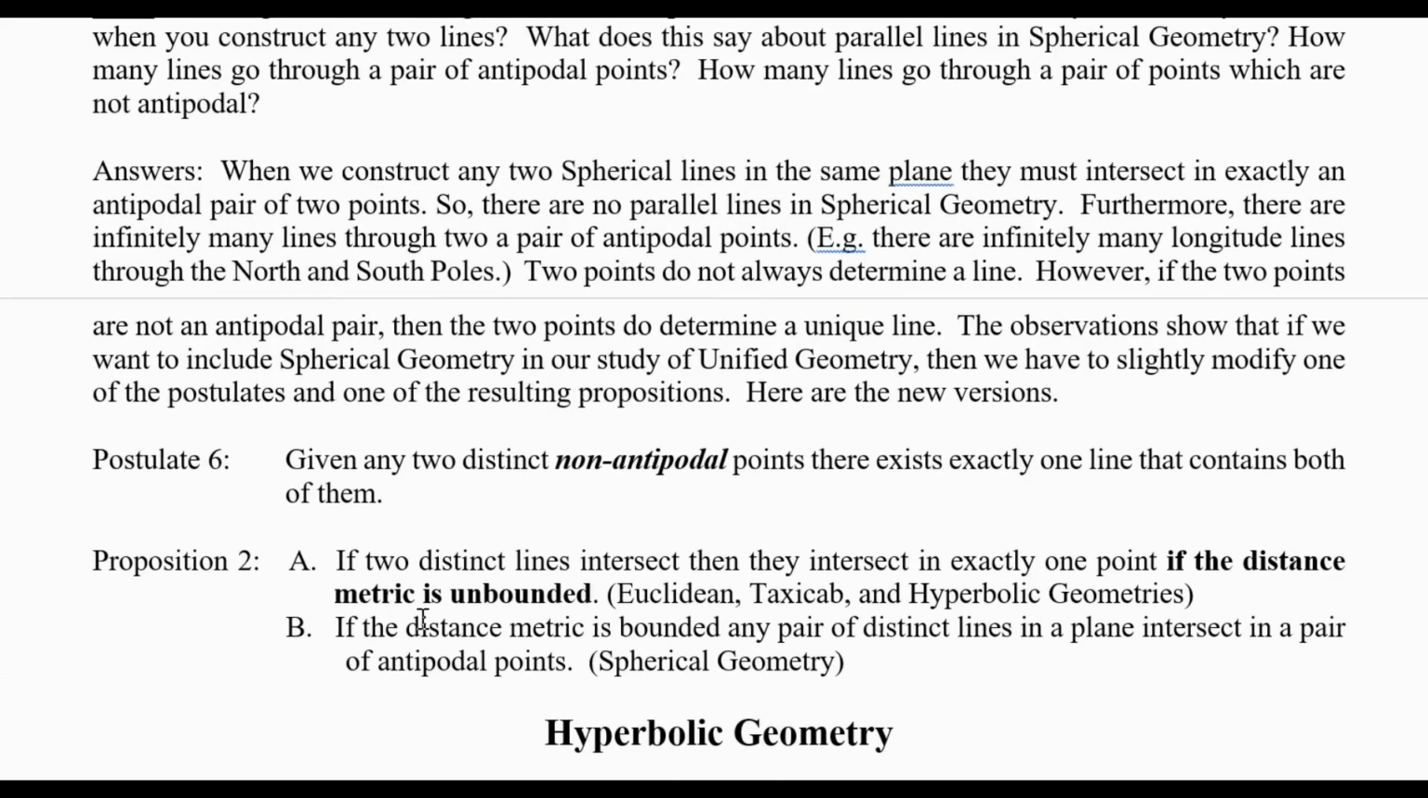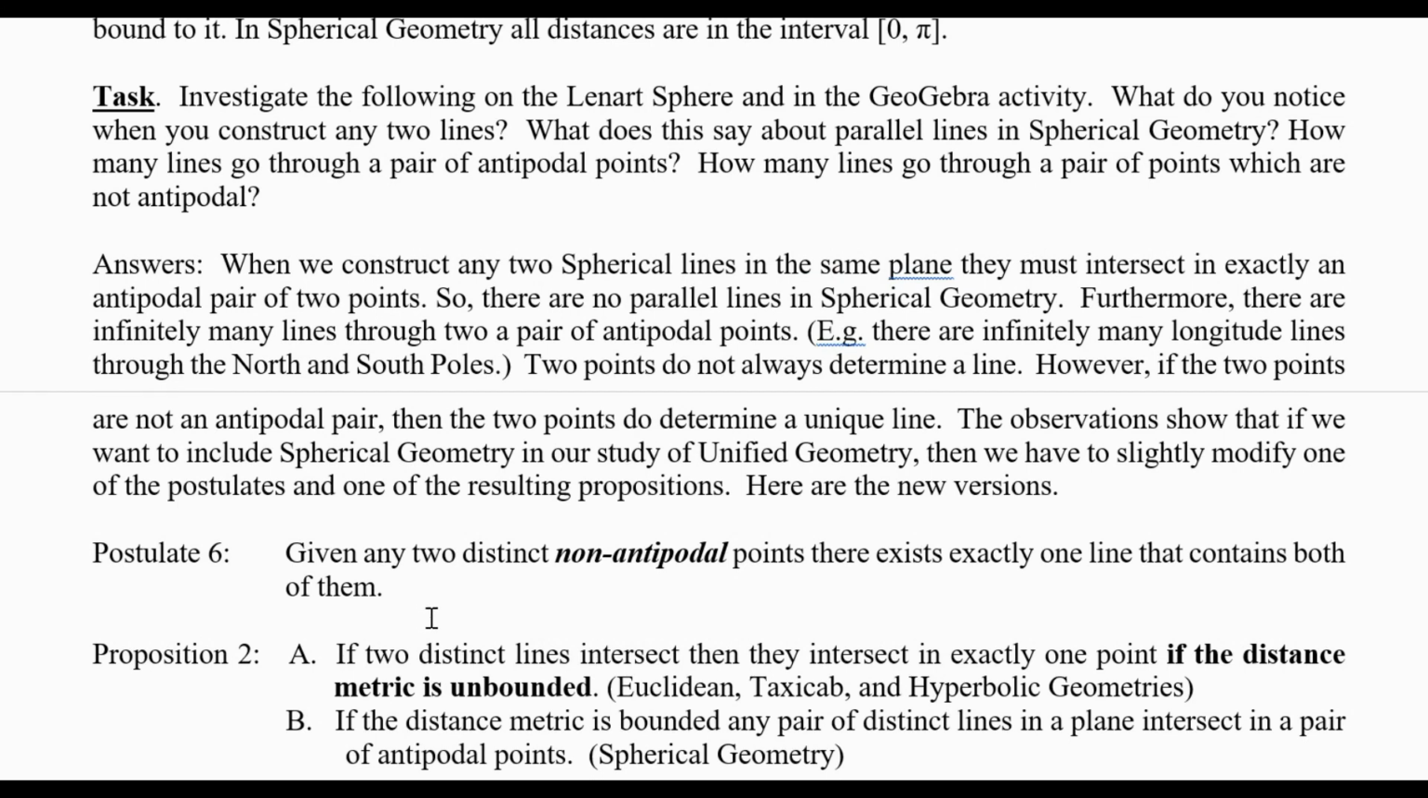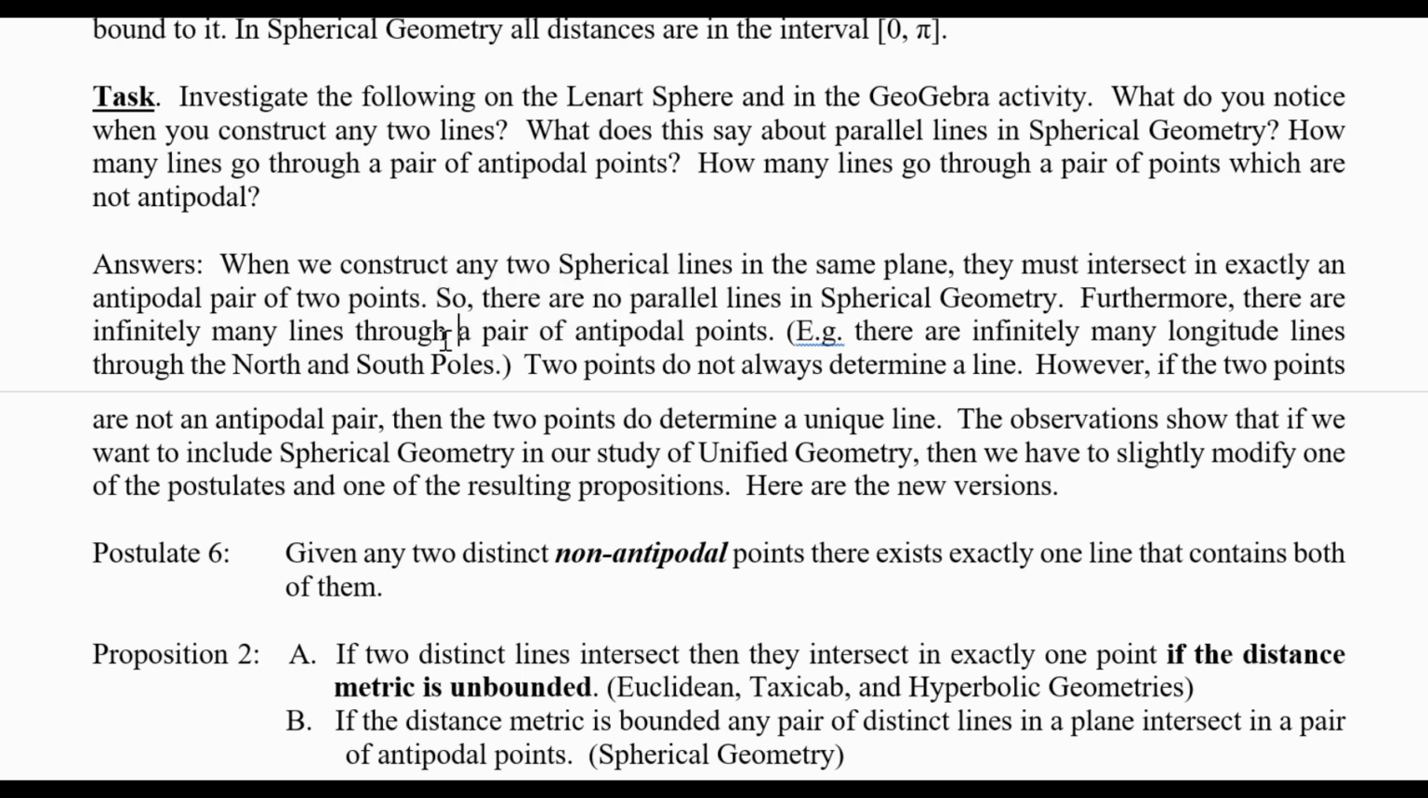So some answers here are, when we construct any 2 spherical lines in the same plane, they must intersect in exactly 2 points, an antipodal pair of points. So there are no parallel lines in spherical geometry, no such thing. Furthermore, there are infinitely many lines through a pair of antipodal points. For example, there are infinitely many longitude lines through the north and south poles. 2 points do not always determine a line. However, if the 2 points are not an antipodal pair, then the 2 points do determine a unique line.